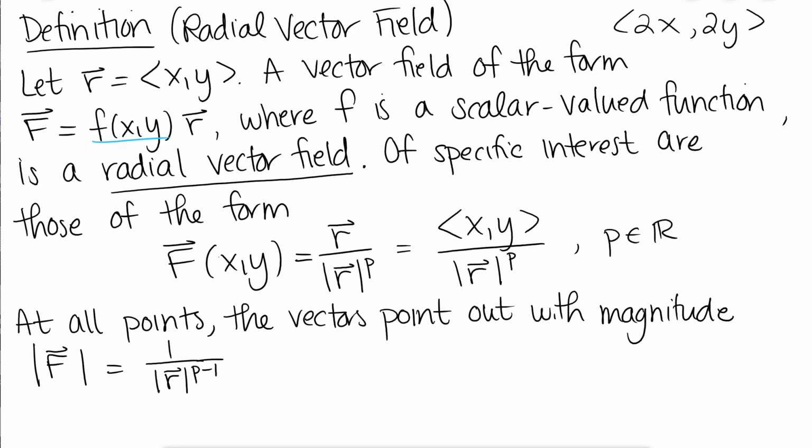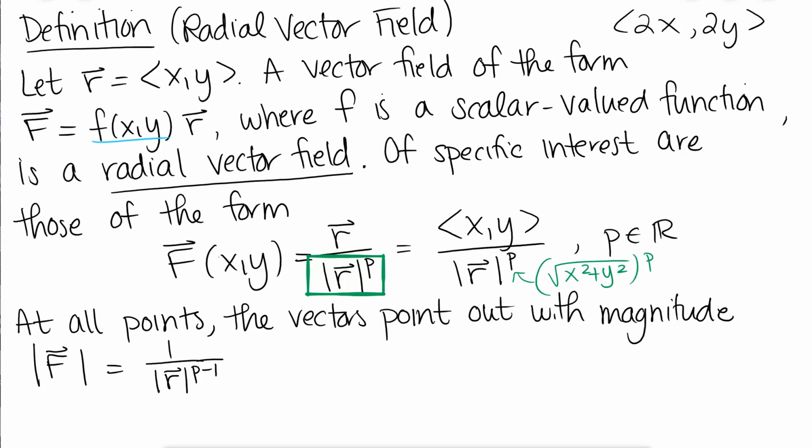Then you notice on this definition, it says of specific interest are those of the form where the scalar function that we're multiplying by is the magnitude of r raised to some power. If you think about that, the magnitude of r is the square root of x squared plus y squared, and then we're raising that to some power p. So that's what we mean by the specific type of radial vector field, okay?